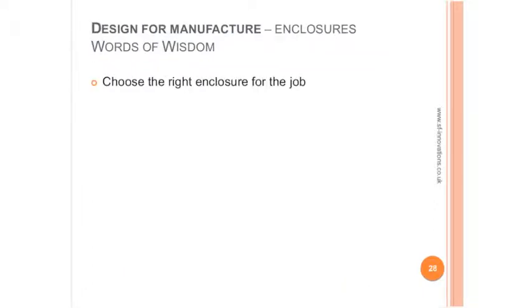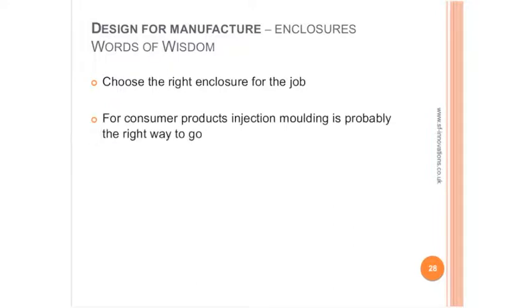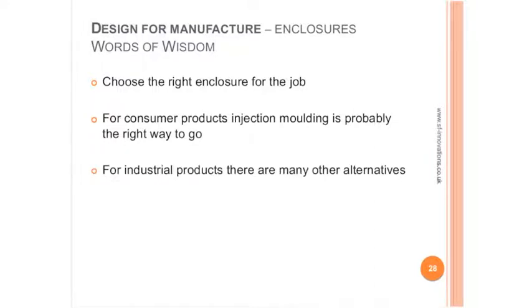So choose the right enclosure for the job. For consumer products, injection molding is probably the right way to go for cost and appearance reasons. For industrial products there are other alternatives, but make sure that the design is easy to disassemble for repair.